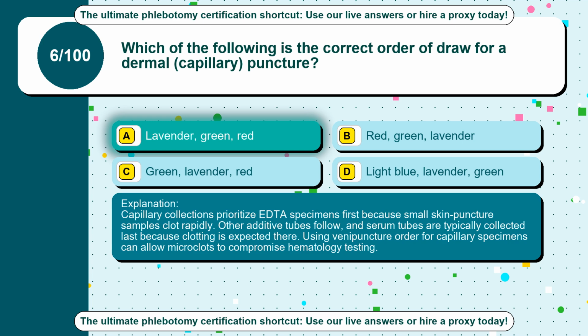Capillary collections prioritize EDTA specimens first because small skin puncture samples clot rapidly. Other additive tubes follow, and serum tubes are typically collected last because clotting is expected there. Using venipuncture order for capillary specimens can allow microclots to compromise hematology testing.